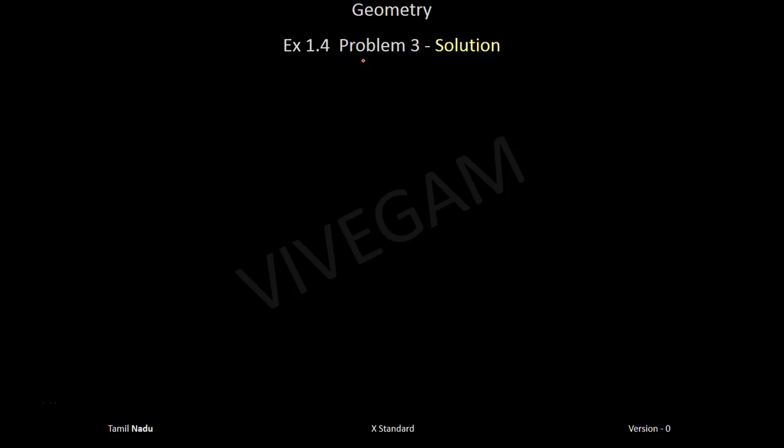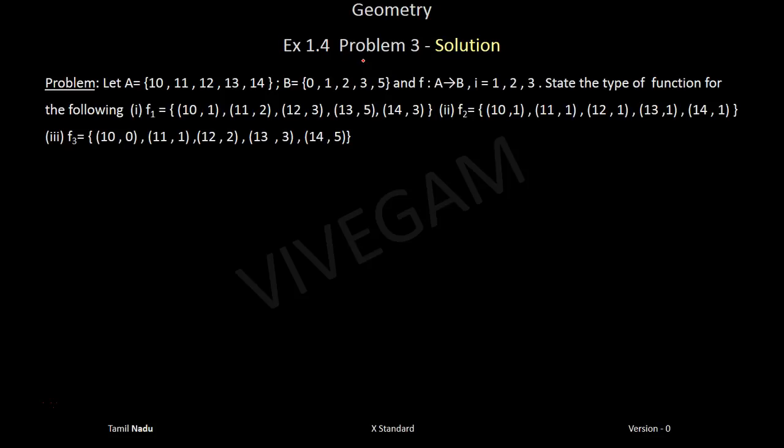Exercise 1.4 problem 3 solution. So here we have set A given, set B given, and the function from A to B equal to f1, f2, f3 are given here in terms of ordered pairs. We are asked to find the type of function.